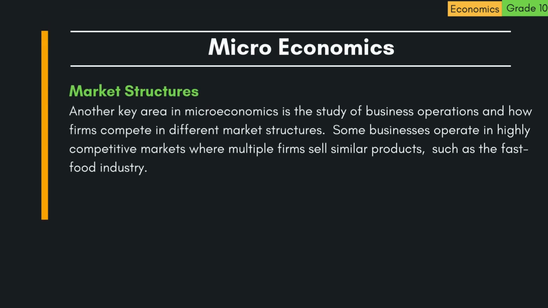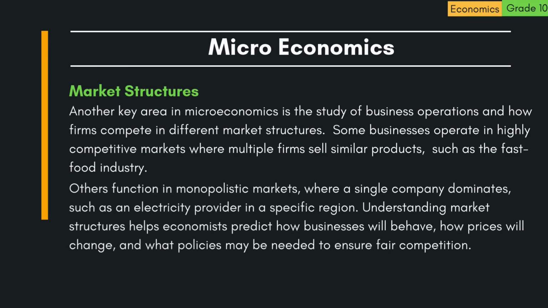Another key area in microeconomics is the study of business operations and how firms compete in different market structures. Some businesses operate in highly competitive markets where multiple firms sell similar products, such as the fast food industry. Others function in monopolistic markets, where a single company dominates, such as an electricity provider in a specific region. Understanding market structures helps economists predict how businesses will behave, how prices will change, and what policies may be needed to ensure fair competition.